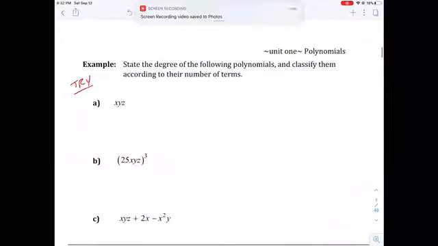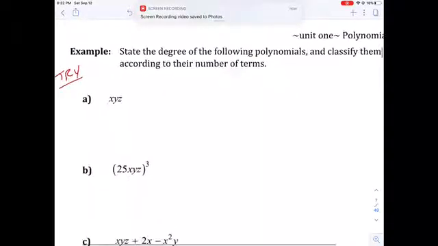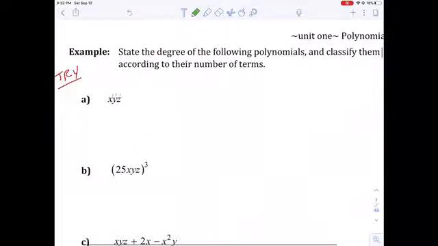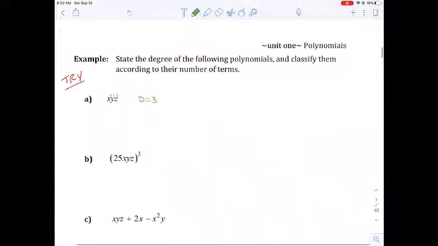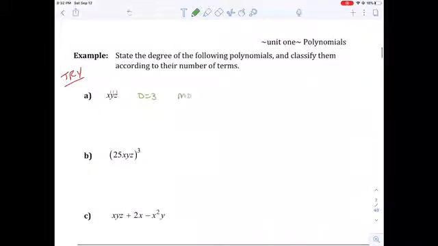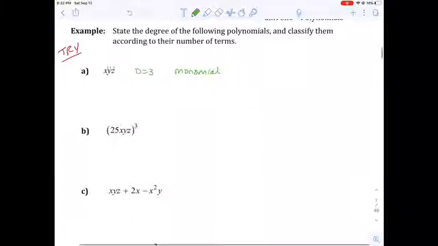All right, let's look at the first one here. We've got x, y, z. If you've done this, that's great. This would be a degree of 3. State the degree and then classify them. And this is also a monomial, because it's just a single term. All the variables are attached by multiplication, so that's a single term.